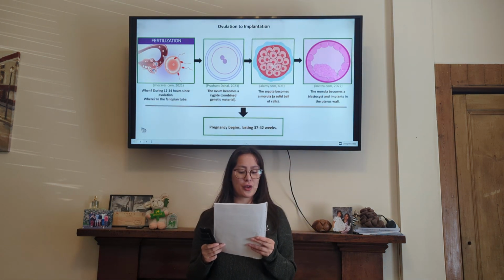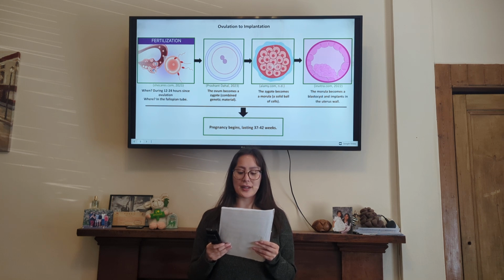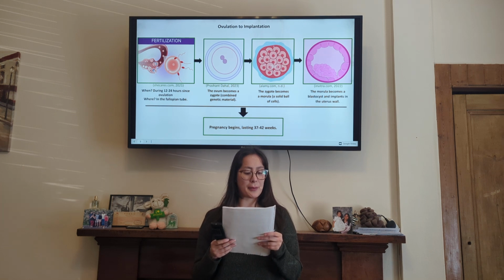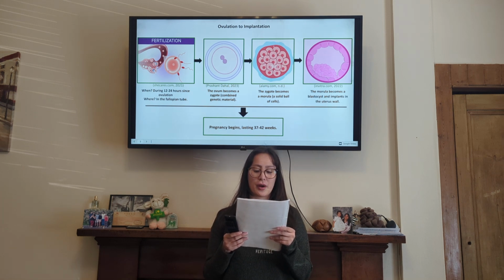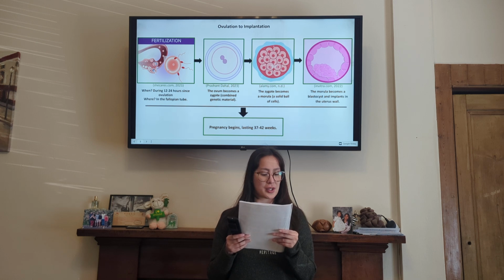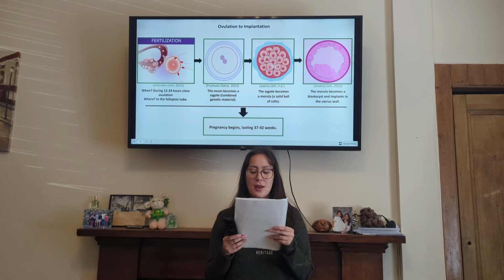Following ovulation, the ovum, also known as the egg, rests in the fallopian tube where it is capable of fertilisation for 12 to 24 hours. During sexual intercourse, a single sperm out of 100 million penetrates and fertilises the ovum, merging its nucleus into the ovum's to combine their genetic material to transform into a zygote.